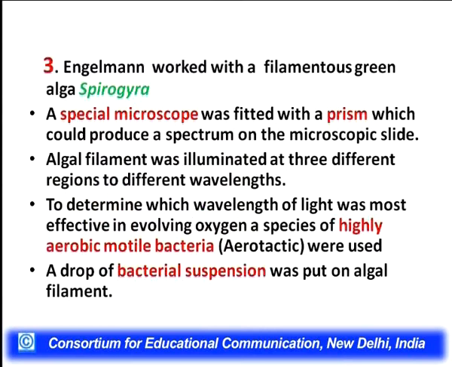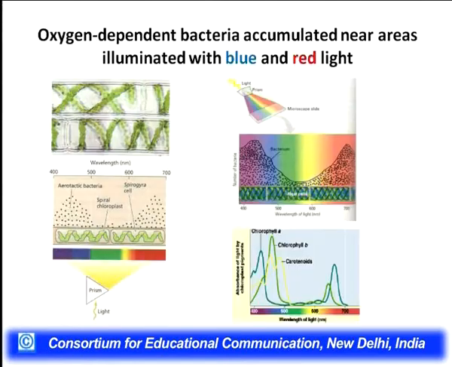Engelmann performed some very simple but elegant experiments. He worked on the filamentous green alga Spirogyra. A special microscope was fitted, taken from Carl Zeiss, and a special type of prism was fitted, and this could produce a spectrum on the microscopic slide. So on the slide itself one could produce different wavelengths coming out from sunlight. To find out which was the most effective wavelength, he took a drop of aerobic motile bacteria, which we call aerotactic bacteria. They are attracted to oxygen, and they would accumulate only in areas where oxygen was rich. So he put a drop of bacterial suspension on the slide, and the results were very fascinating.